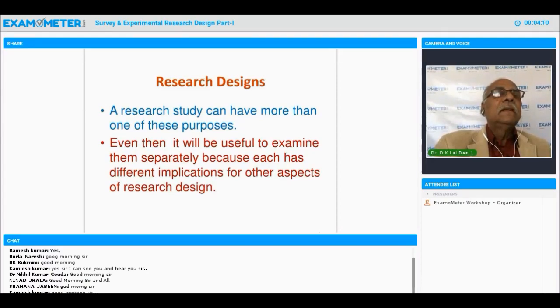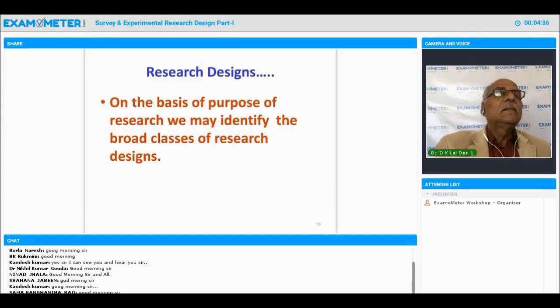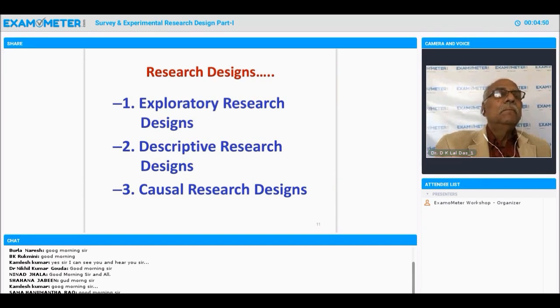A research study can have more than one of these purposes. Even then, it will be useful to examine them separately, because each has different implications for other aspects of research design. On the basis of purposes of research, we may identify the broad classes of research designs. 1. Exploratory research designs. 2. Descriptive research designs. 3. Causal research designs.